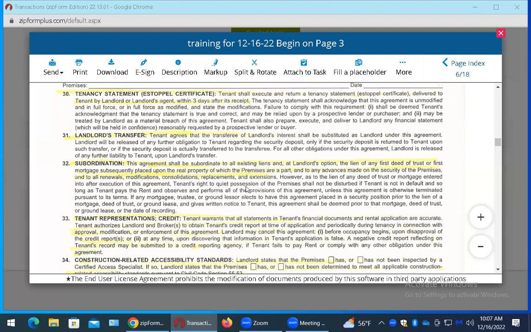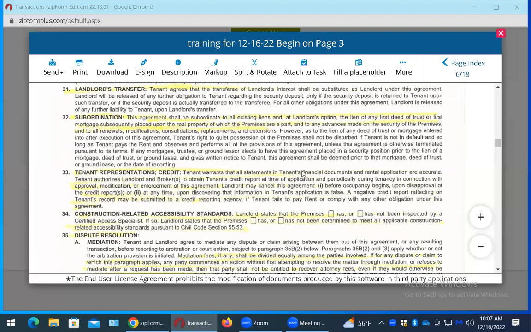Okay, so that goes along with subordination. The agreement shall be subordinate to all existing liens at landlord's option. However, this should not be interrupting the tenant's quiet possession of the premises, and the lease that is in place will remain in place.